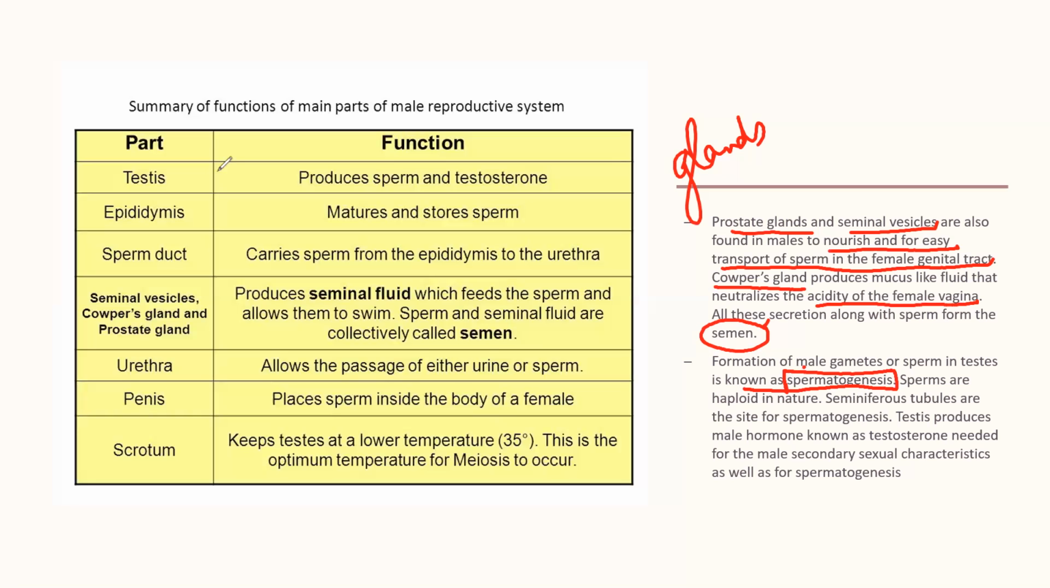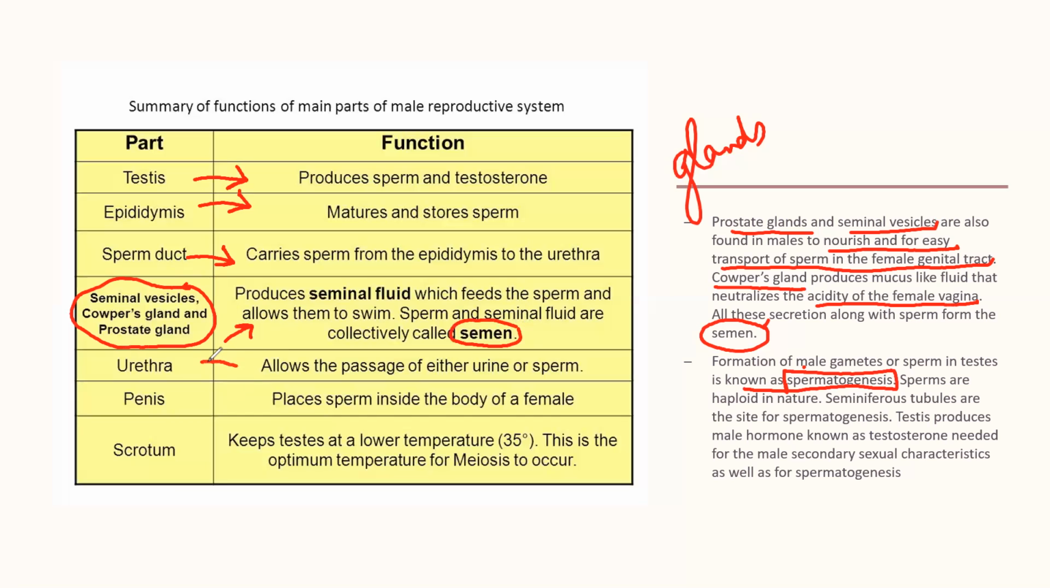Testes: the function is to produce sperm and testosterone. Epididymis: the function is maturation and storage of sperm. Sperm duct: carries sperm from the epididymis to the urethra. Seminal vesicle, Cowper's gland, and prostate produce a seminal fluid which feeds the sperm and allows them to swim. Together, collectively, it is known as semen.